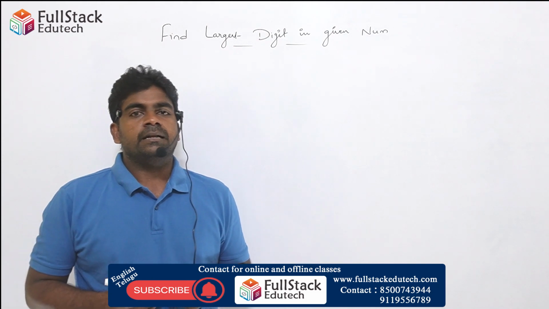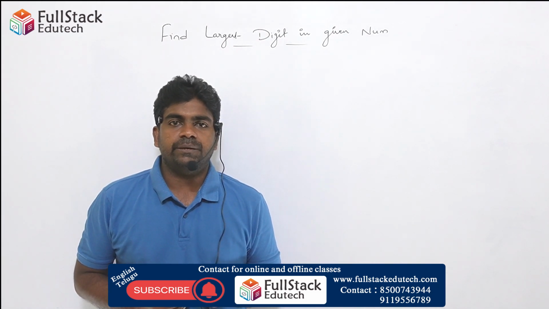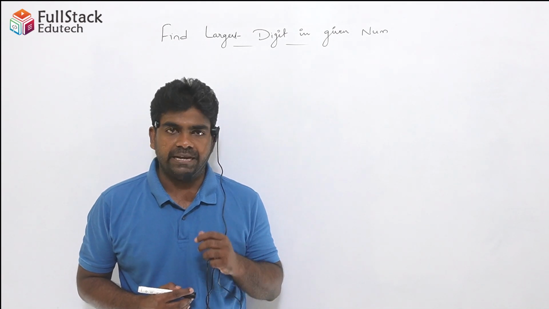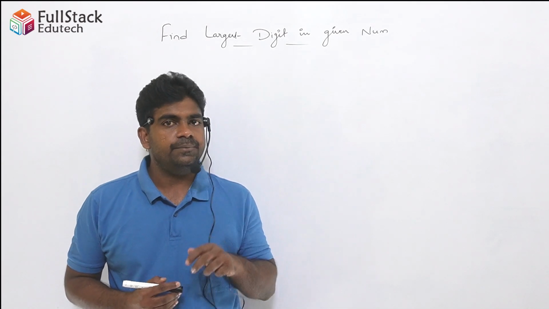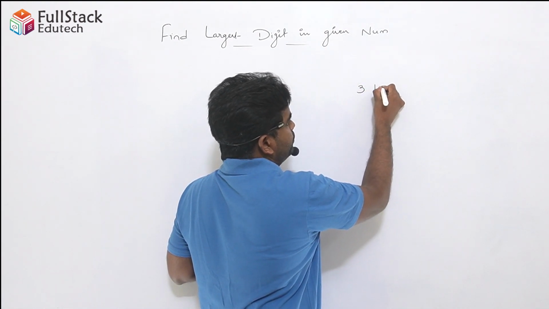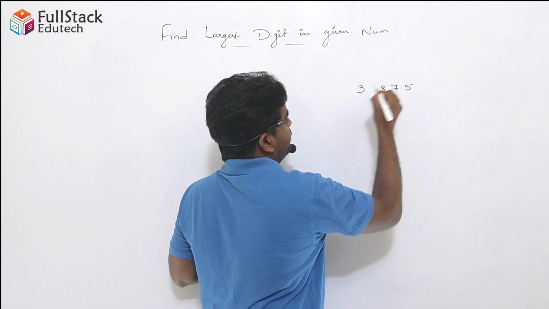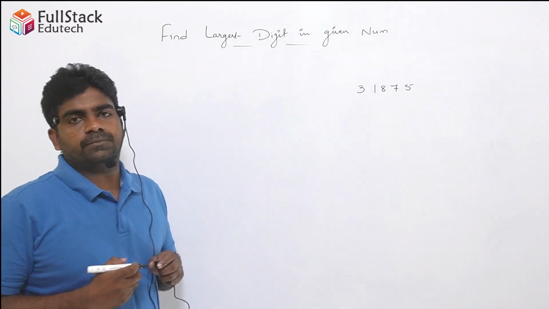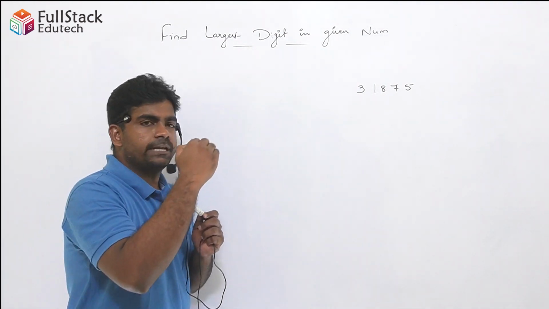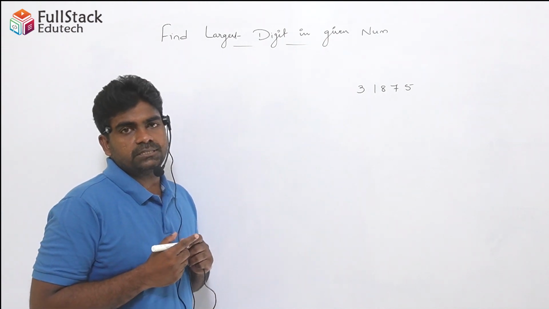Hi everyone. In this video, I am going to explain how to display the largest digit of a given number. Suppose they have given any number, 31875. How can you find the largest digit? By following simple steps, we can do this.